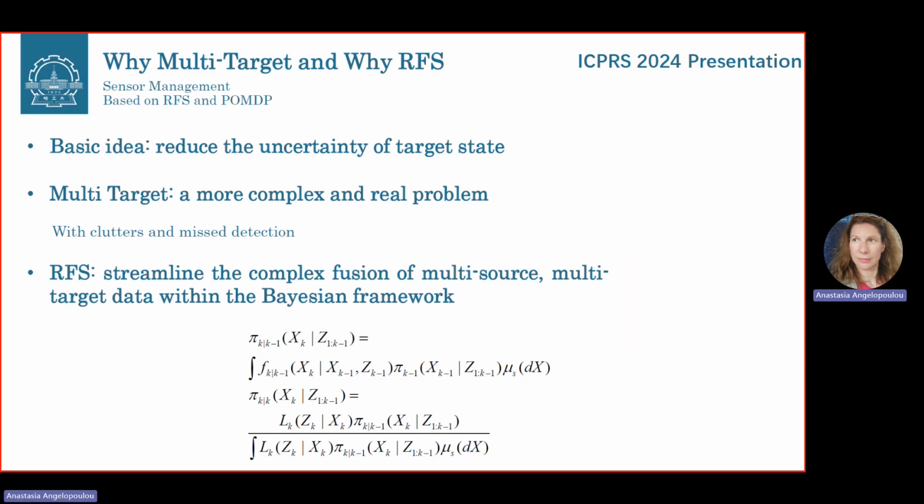In a nutshell, the reason we do this research is that multi-target sensor management is a more complex and realistic problem to work on. Also, the reason we use the RFS method is that we can deal with the clutter and the misdetection. We can use multi-target probability density to describe the multi-target states. We use a Bayesian framework. Things become pretty familiar for us to address the multi-target sensor management problem.